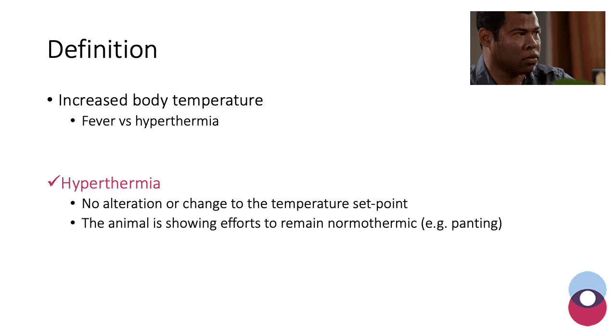Hyperthermia, on the other hand, is a lack of change to this temperature set point, and basically is external and internal factors that cause an increase in the temperature, and the animal is typically showing efforts to remain normothermic. So you'd expect to see that the patient might be panting or again looking for cool places.